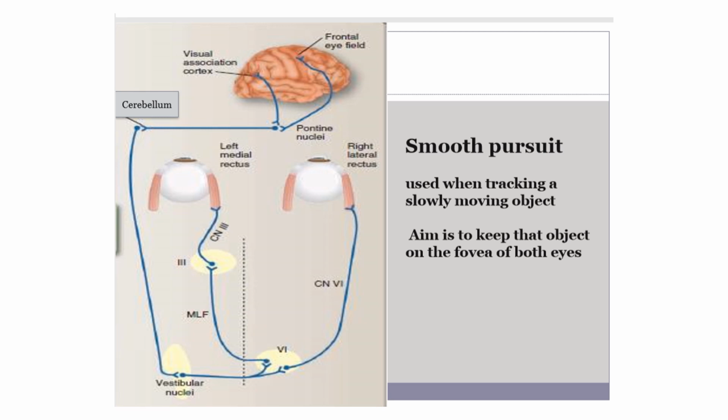Let's look at smooth pursuits. So instead of that quick action of a saccade, the smooth pursuit is used when tracking a slow-moving object. Again, the aim is to keep that object on the fovea, or that sharpest point of vision. So looking here, we can see our eyes.